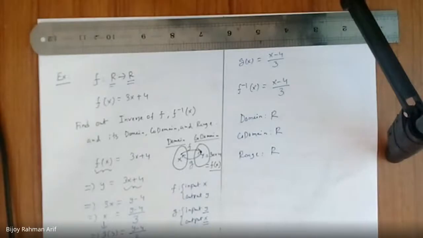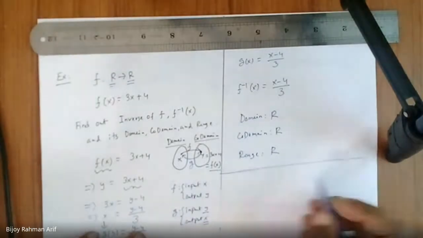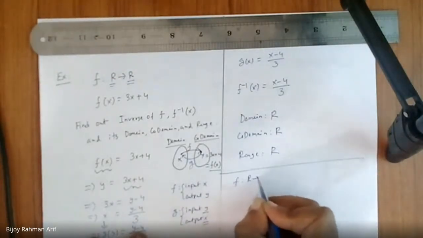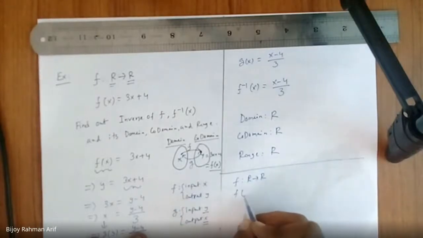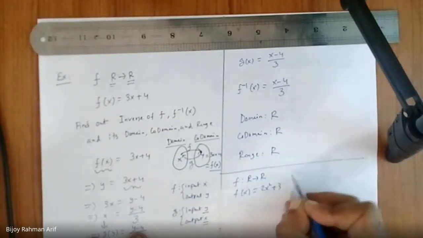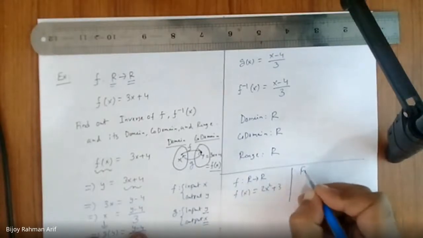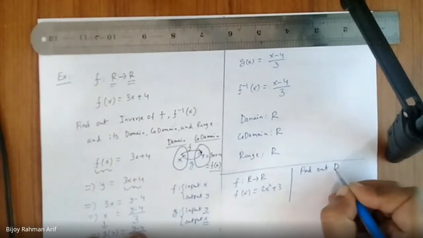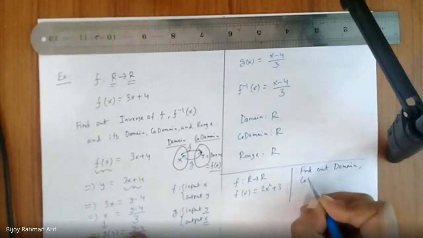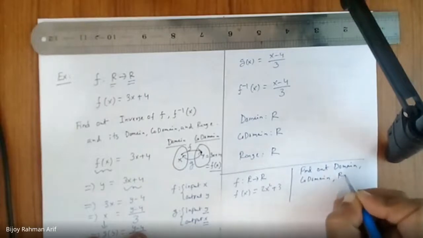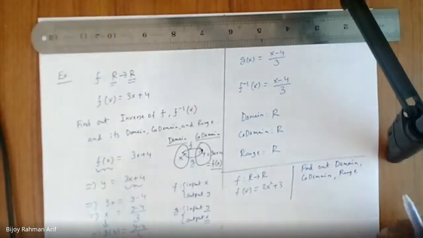Let's do a small problem, as in the last class we faced problems with finding range, so let's solve a problem. So let's do this thing. f is from R to R, f(x) equal to 2x square plus 3. Find out domain, codomain, and range. Now tell me, what would be the domain for this?